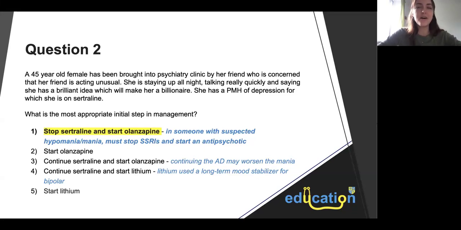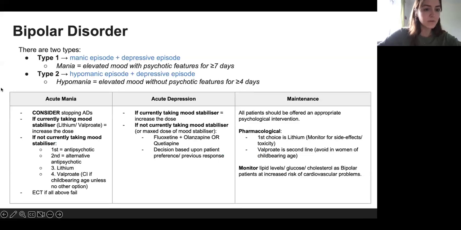As we know, bipolar is treated with a mood stabilizer, but in that acute manic phase, you want to give them the antipsychotic first, and then the psychiatrist can start giving them the actual maintenance medication, which you'll see a little bit more in the next slide. So just a little bit on bipolar.